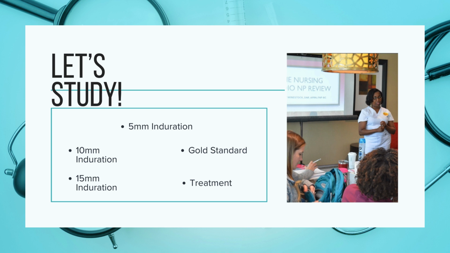So this is level 1 of these questions, right? What population is considered positive with the induration of 5 millimeters? So I want y'all to take a moment, think about that. Tell me in the comments. What population is considered positive with 5 millimeter induration with the PPD?